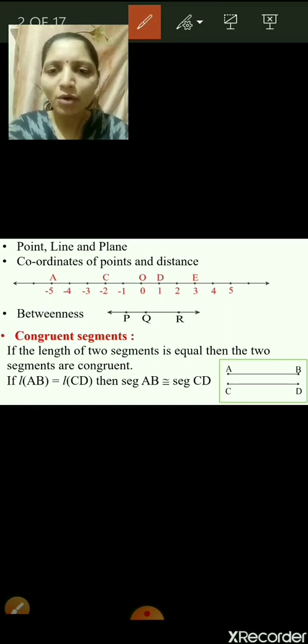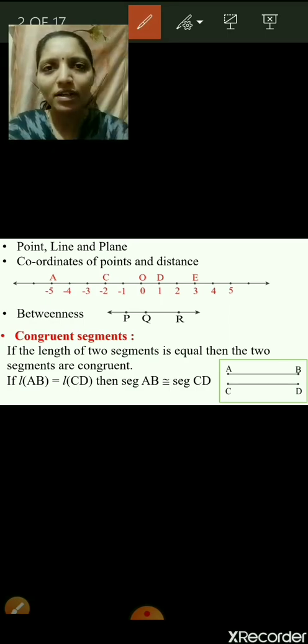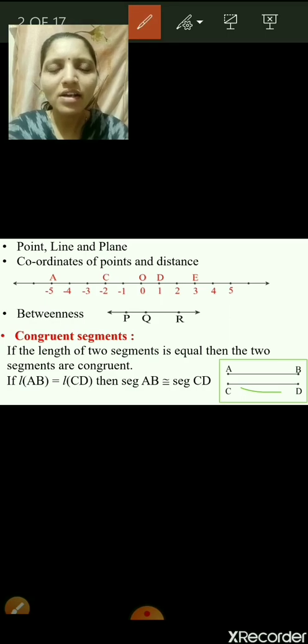Then you have learned about congruent segments. Now what are congruent segments? If the lengths of 2 segments are equal, then the 2 segments are congruent. Here I have drawn 2 segments, segment AB and segment CD. If you observe these 2 segments, the length of AB and length of CD are equal. So we can say that length of AB is equal to length of CD. Then we can say that segment AB is congruent to segment CD. This is the sign of congruence.